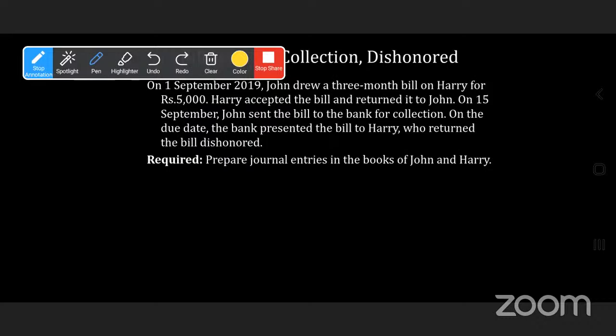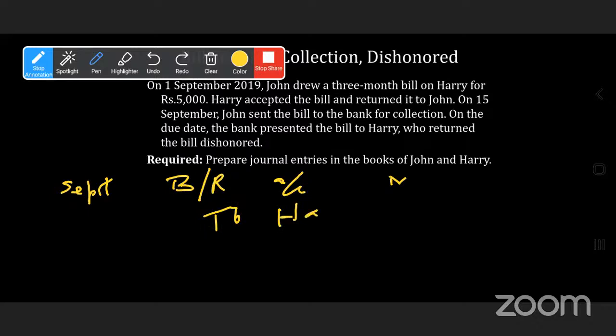Now let us see the journal entries. First, let us see the journal entry in the books of John. So what is the journal entry you have to pass when the bill is accepted and received from Harry? September 1st, bills receivable account debit to Harry account, 5,000. Being acceptance received for 3 months.